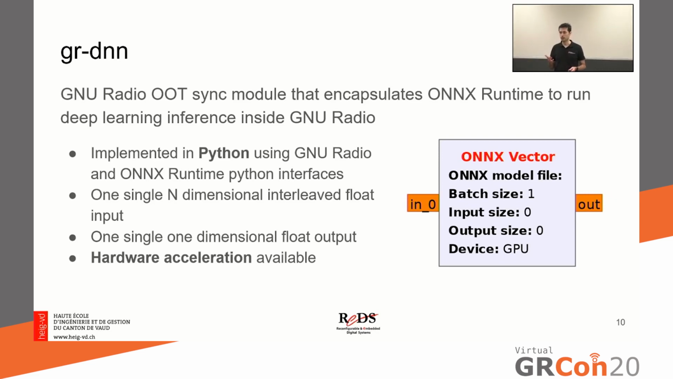And basically what our block does is it takes the input, and because GNU Radio doesn't have support for multidimensional data, it will adapt that input to the format expected by the model that you are using. Then it will feed the model with the transformed or adapted data, and it will read the output of the model and transform it back to a single-dimensional format that is written to the output port of the block.